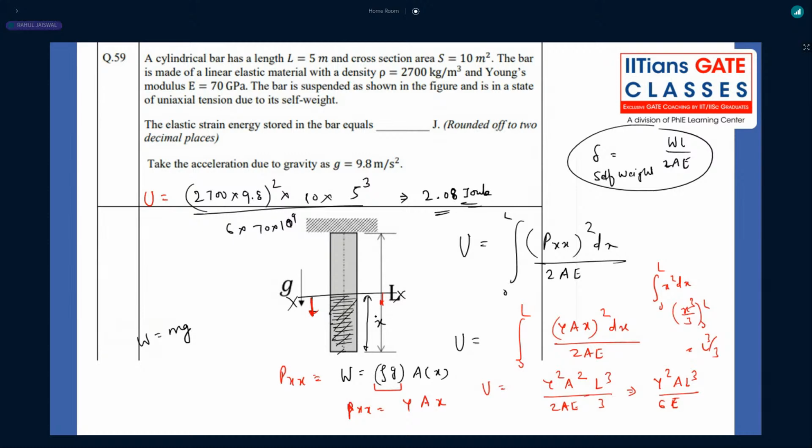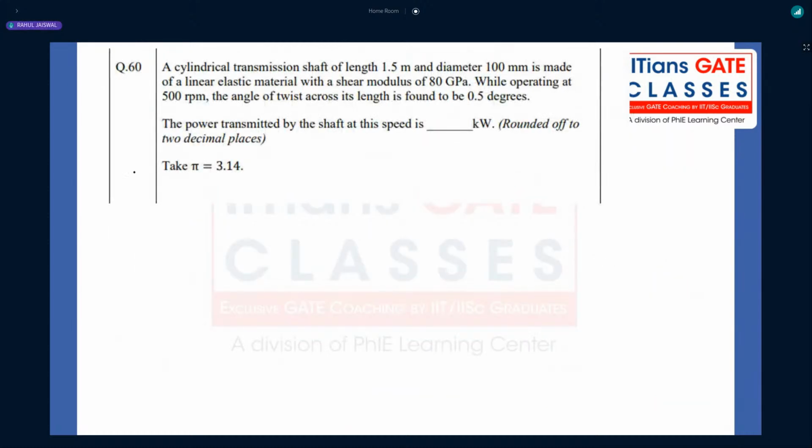Right. Now moving on to the next question. This question is again very simple. A cylindrical shaft having length 1.5 meter and diameter 100 mm is made up of linear elastic material, right? That means Hooke's law for the shear loading case will also follow the linear relationship, just like for the normal load.